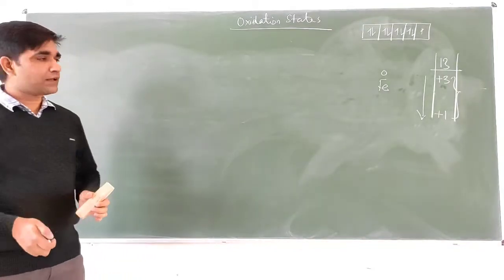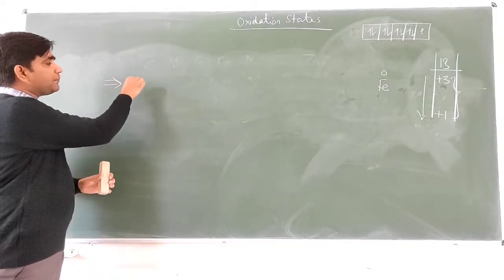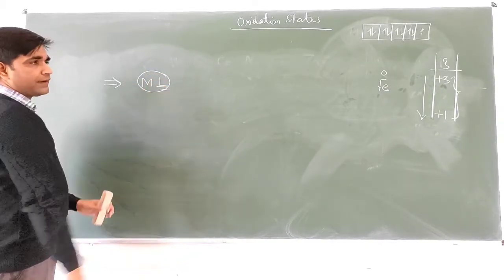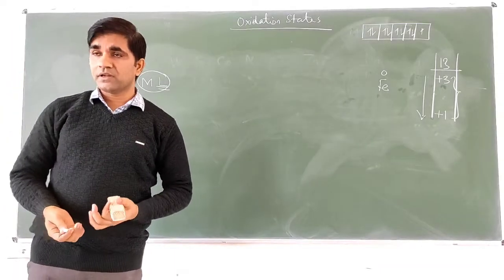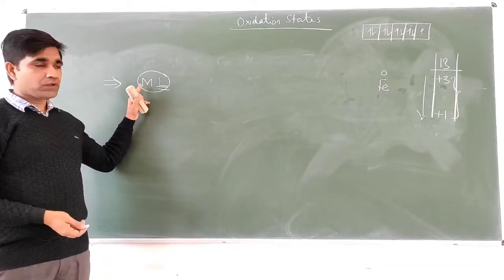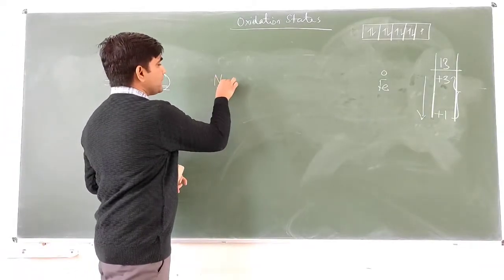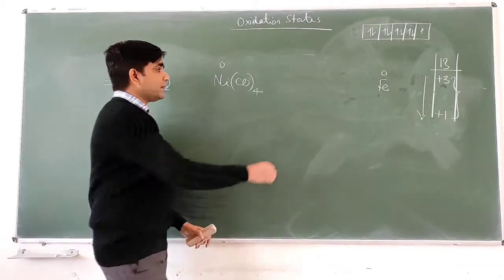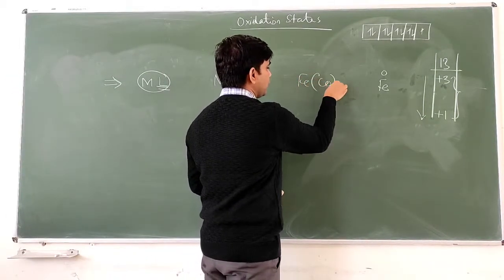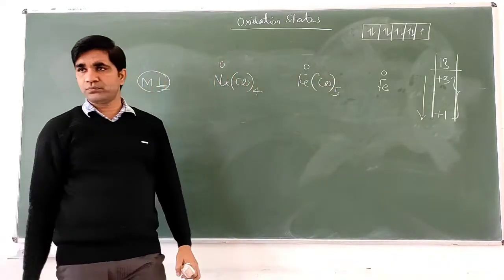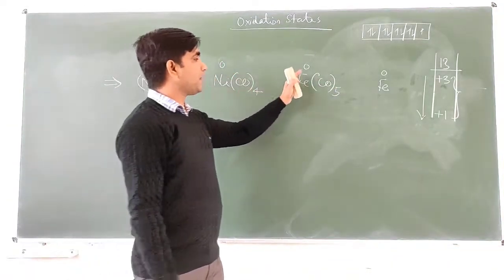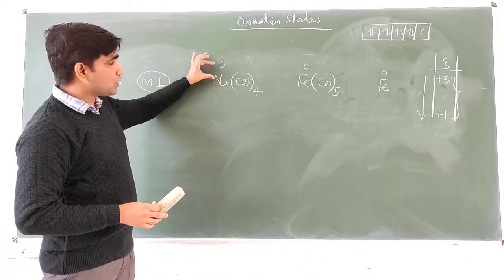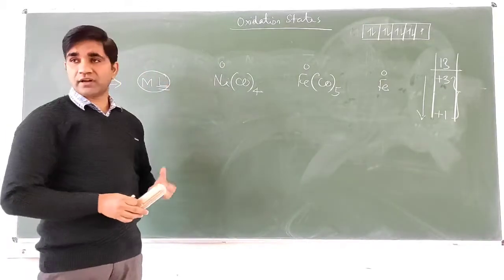But one exceptional case is there. Whenever any metal forms a compound with a certain kind of ligand which is a pi electron acceptor, then the oxidation number may be 0 also. For example, in tetracarbonyl nickel, the oxidation number of nickel is 0. In pentacarbonyl iron, the oxidation number of iron is 0. Although these elements nickel and iron are present in the compound, even then their oxidation number is 0 because they are pi electron acceptors.